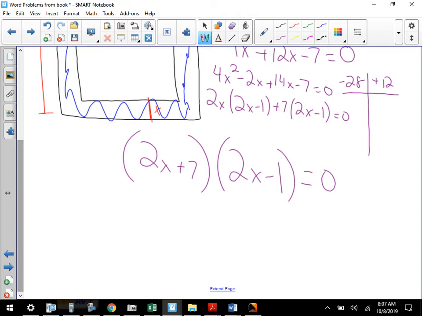One of those answers makes sense, the other one doesn't. Which is which? Why does that one make sense? Correct. Can't have negative distance. That value of x cannot be negative because negative distances don't exist.